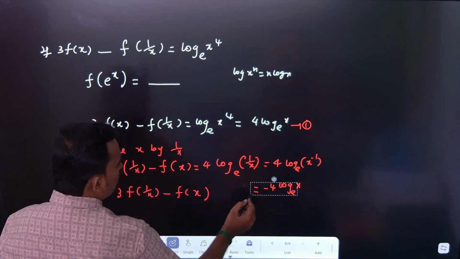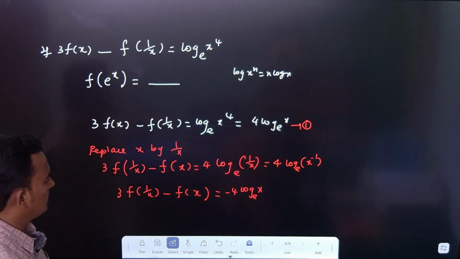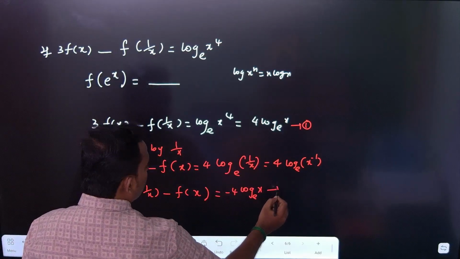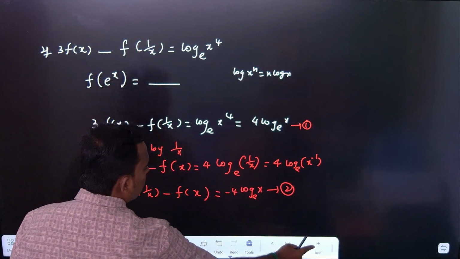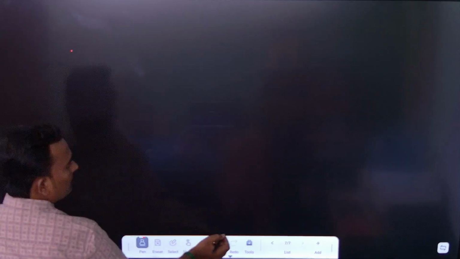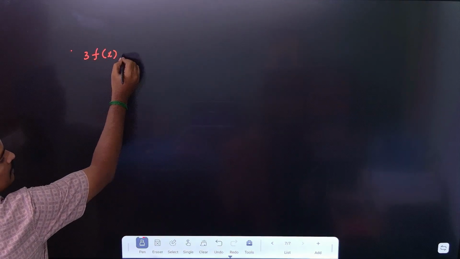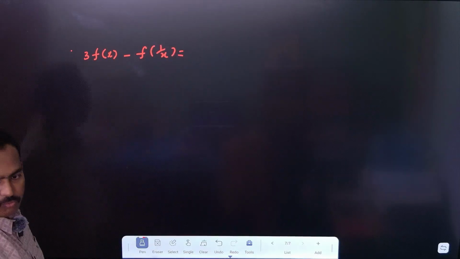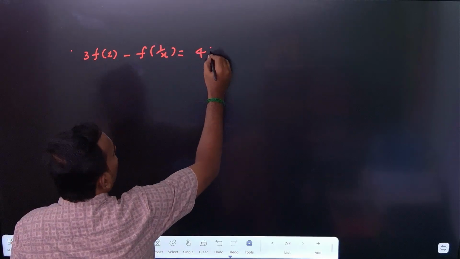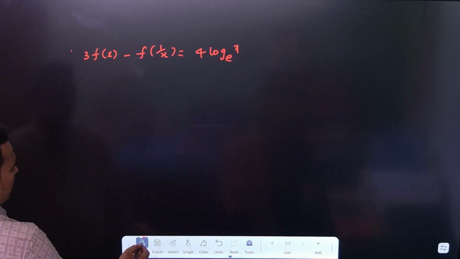Minus 4 times log x base e we can write. Now let us take this equation 2. Solve this 1 and 2 here. The first one is what? What is the first one? 3 times f of x minus f of 1 by x is equal to 4 times log x base e.